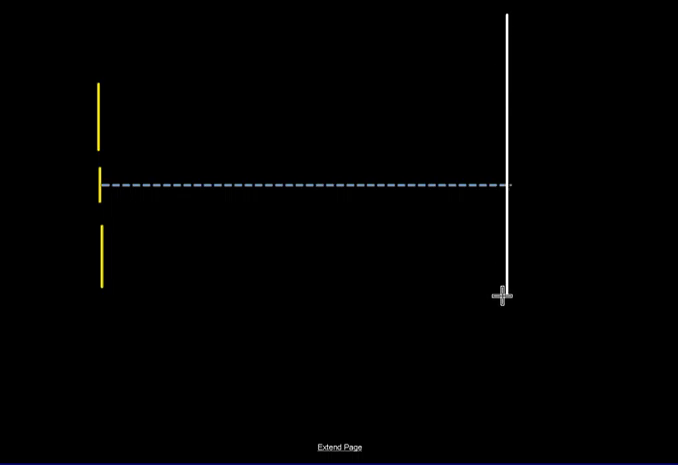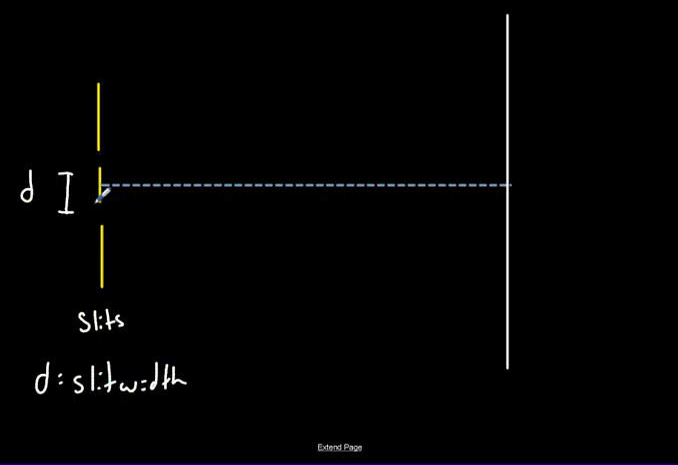Over here, this will be your screen. I'm just going to label a couple of things here. So here are your slits. The distance between slits is important, and we call that D. So the slit separation is D. And the slits are always very, very close together.